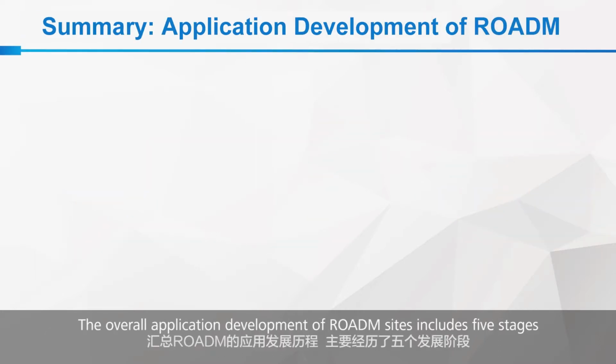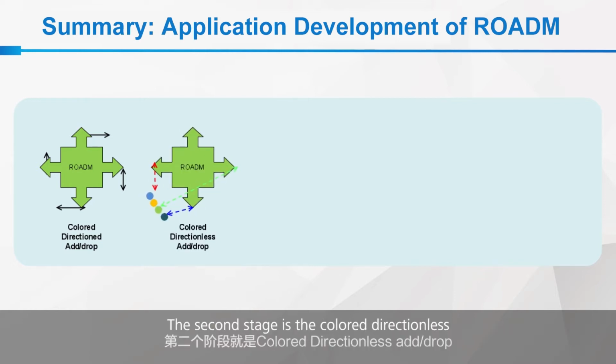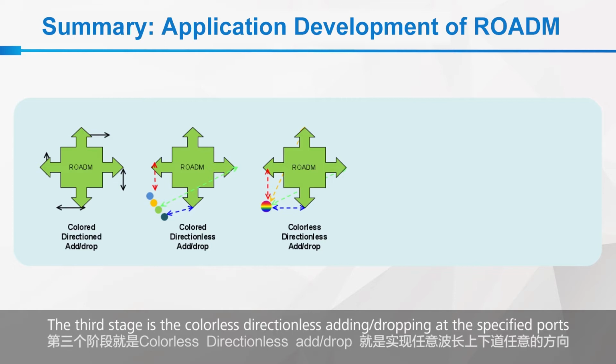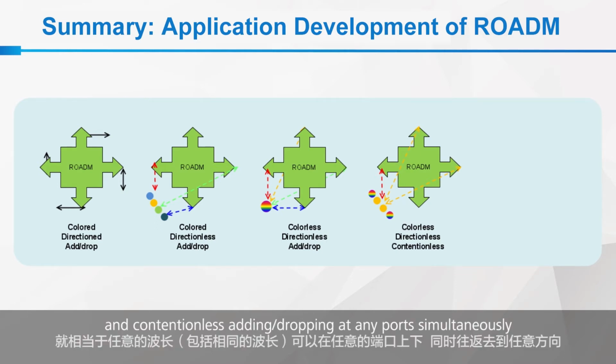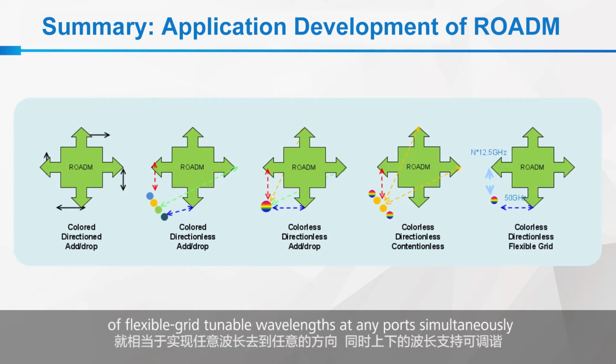The overall application development of ROADM sites includes 5 stages. The first stage is colored and directioned, adding/dropping at the specified ports. The second stage is colored directionless adding/dropping at the specified ports. The third stage is colorless directionless adding/dropping at the specified ports. The fourth stage is colorless, directionless, and contentionless adding/dropping at any port simultaneously. The last and current stage is colorless, directionless adding/dropping of flexible grid tunable wavelengths at any port simultaneously.